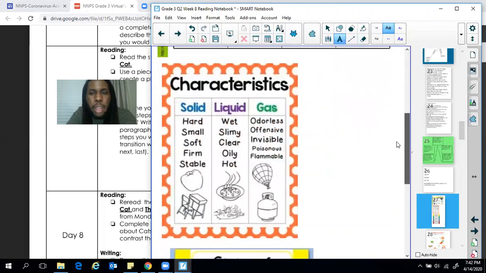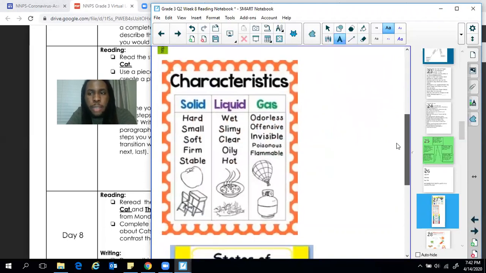I think what really helped me to think about solids, liquids, and gases and how they're different, friends, are some of these characteristic words that are also found online. So, friends, if you think about something that's a solid, you could think of words like hard, small, soft, firm, or stable. If it's a liquid, you can think of things like wet, slimy, clear, oily, or hot.